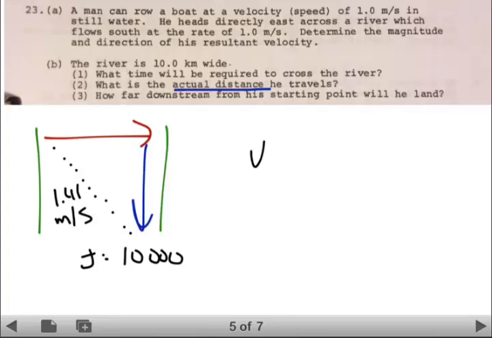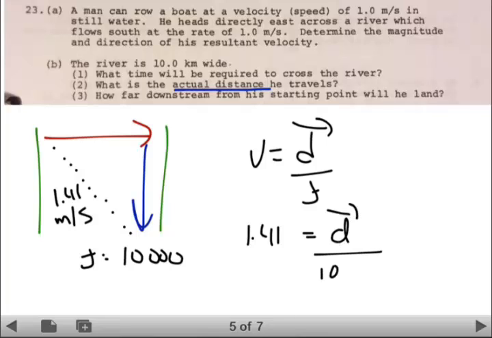So v equals displacement over time. The v we have is 1.41, equal to displacement, which we're trying to find, over time. I went back to seconds because this is meters per second, so I don't want to do any more conversions. So you can do that, no problem. Just go back to the seconds. No matter what unit you choose, just make sure it's consistent. You don't want to have seconds and hours in the same equation.